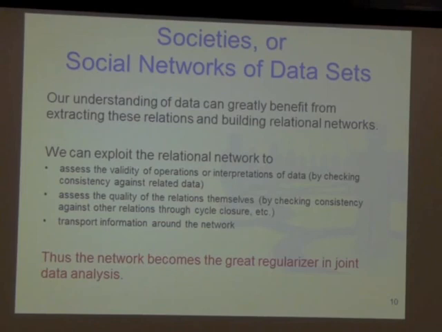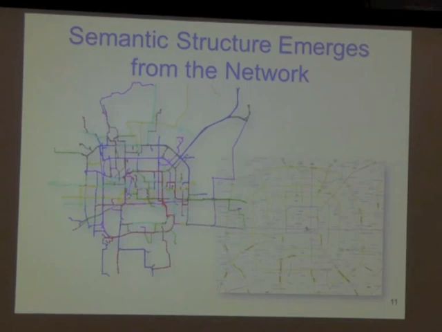And ultimately, I also hope to show you today how, as you build these networks, structure emerges from the data. In this case, the map of a city can emerge out of GPS traces of the city. So the semantic structure, higher level entities, can emerge out of very low level sensor data. So that's the big plan for the talk.